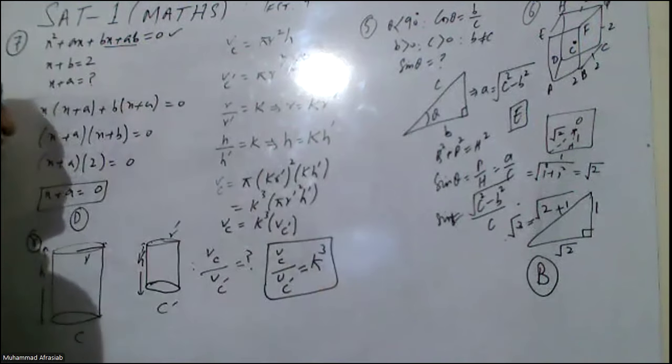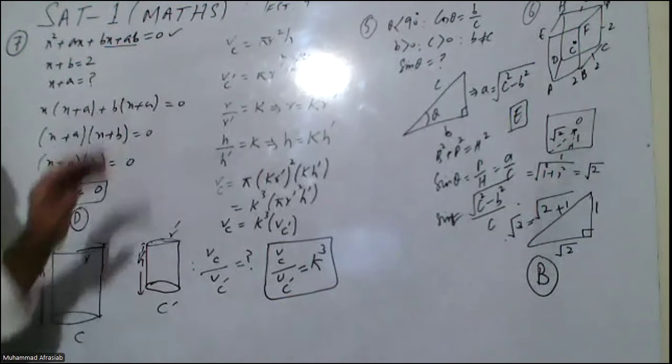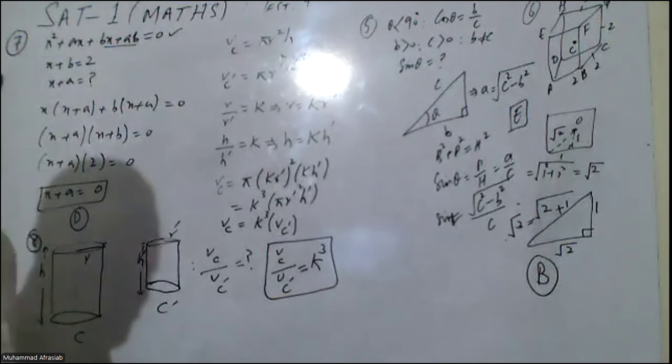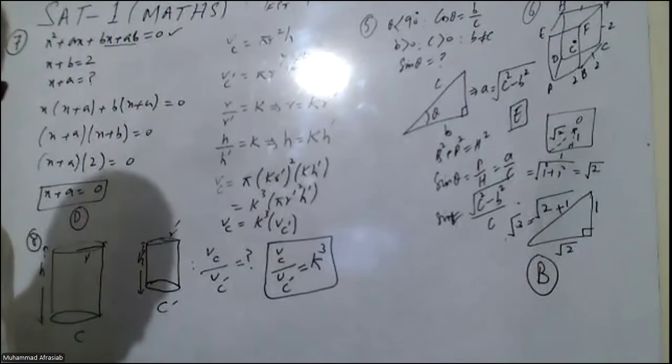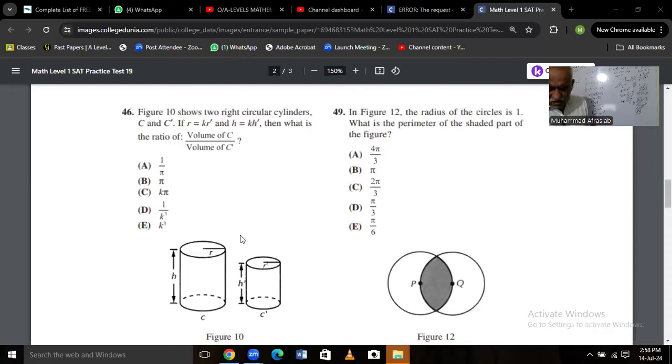Or directly we can write this answer with the help of similar figures. When these two are similar figures and the ratio between them is constant K, then the volume ratio is equal to K cube. So this is the answer: it is part E. So part E is the answer of question number 8 of this figure.